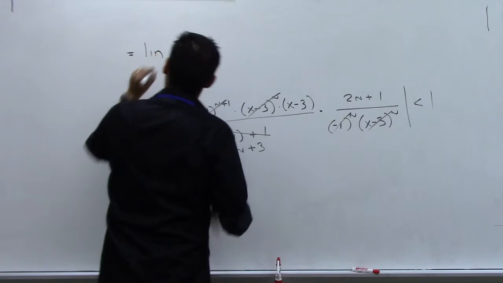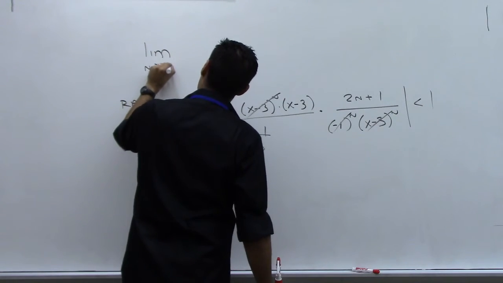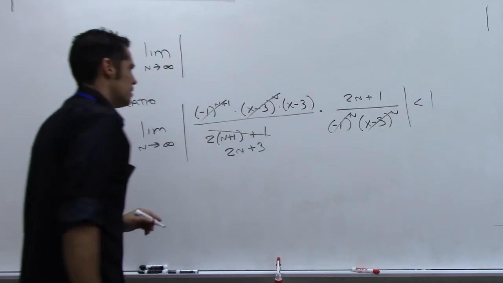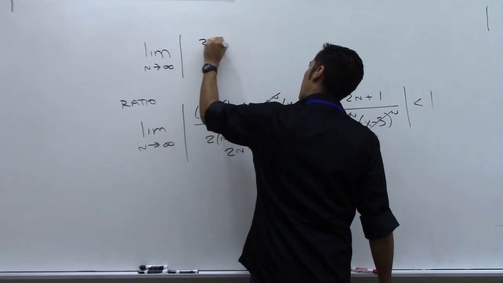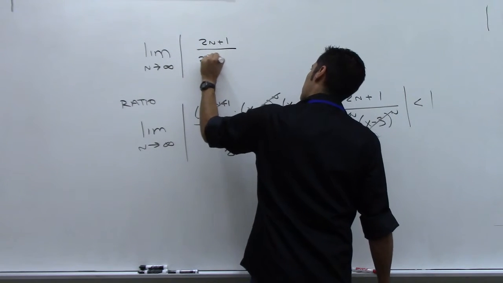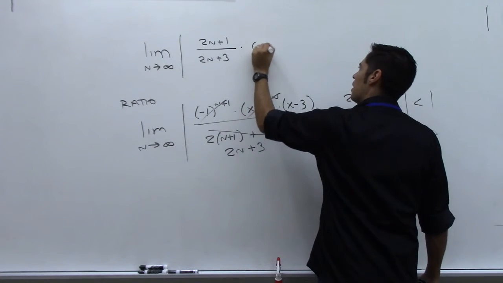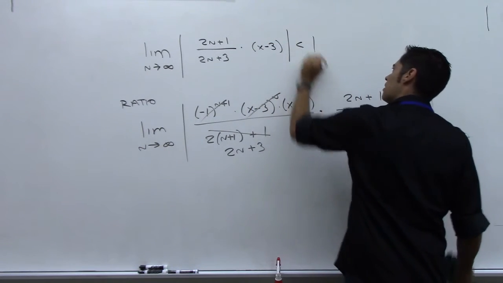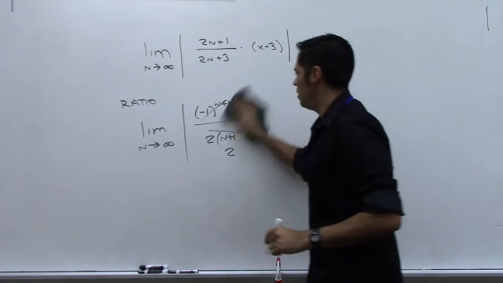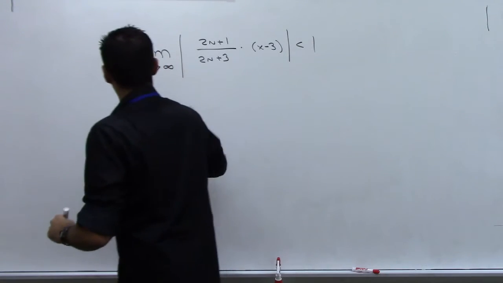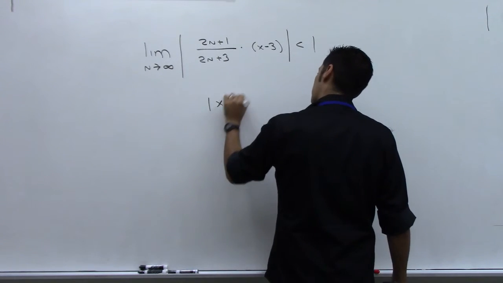And so where we are is limit, I keep writing equals, limit as n goes to infinity, absolute value. Okay, let's get all our n stuff together. Got 2n plus 1 here, 2n plus 3 here, times, in terms of x's, I just have x minus 3. I need that to be less than 1. The factor over there with n's in it is an infinity over infinity, L'Hopital. You get 1. So you get absolute value of x minus 3 is less than 1.